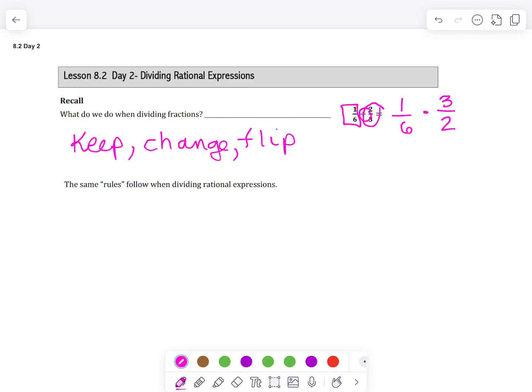So when we multiply across, we see if we can reduce any common factors. So we have a common factor with 6 and 3. So they both can reduce by a 3. So this becomes a 1 and a 2. Then we multiply across. So 1 times 1 is 1, 2 times 2 is 4. We'll do the same thing when we divide rational expressions.